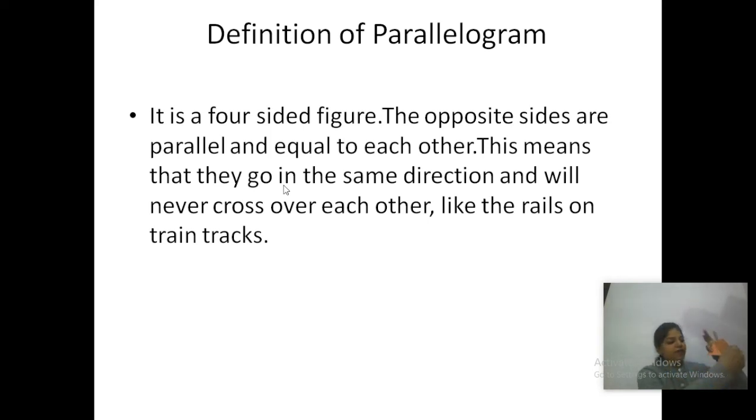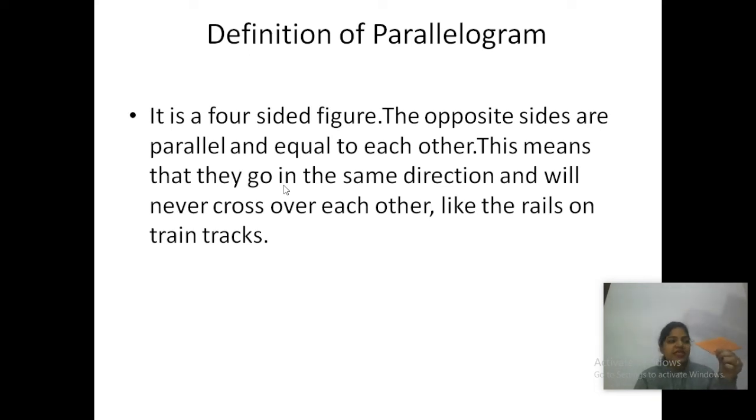Now I'm going to fold the other corner. From this point I will fold it like this. Now turn it. Now what shape is this? This is a parallelogram. This means that the opposite sides, you can see this side is parallel to this side and this side is parallel to this side. This means that they go in the same direction and will never cross over each other. If we extend these lines, they will never cross over each other. This is the parallelogram.